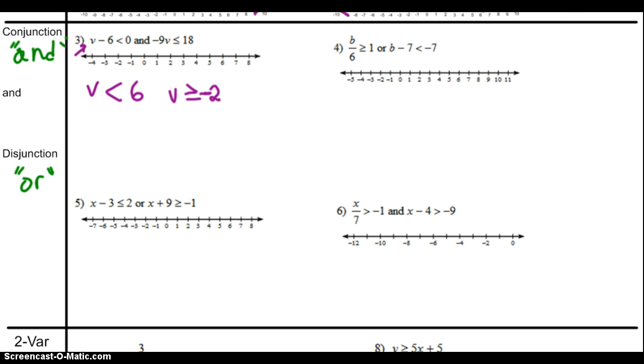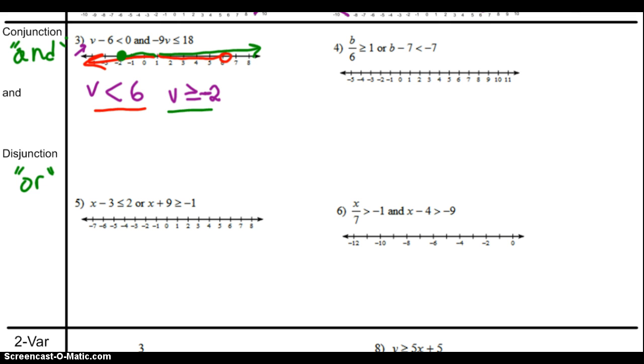But so now how do we graph that? Well, what we're going to do is start by graphing both of them separately. I'll graph this one in red and this one in green. So v is less than 6. So I go to 6, okay, open circle, and if v is less than that, it's going in that direction. On the other hand, v is also greater than or equal to negative 2. So I go to my negative 2, I make a darkened circle, and v is greater than that.